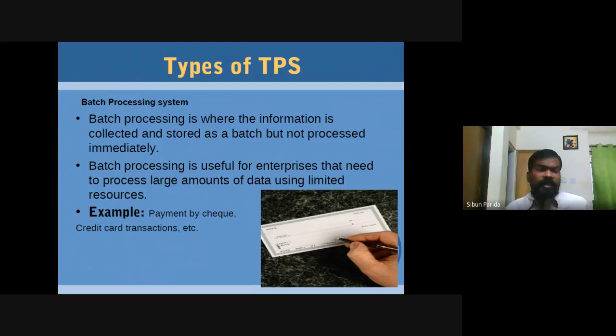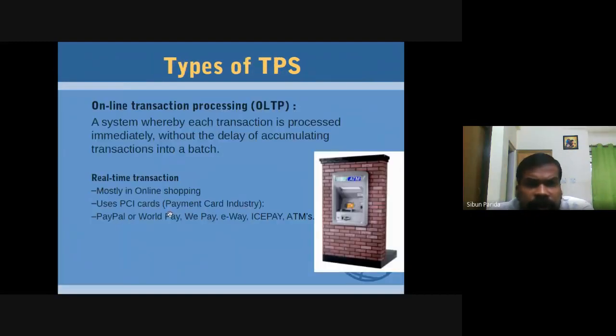It is sending the credit card statement after a month. Within a month, how many transactions we have done, that it is displaying over there. So that happens as a batch. So this is called batch processing. Payment by check, credit card, etc., all these things. Okay. So there is another type of transaction processing system that is called OLTP.